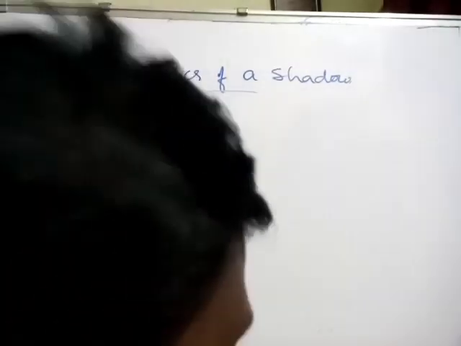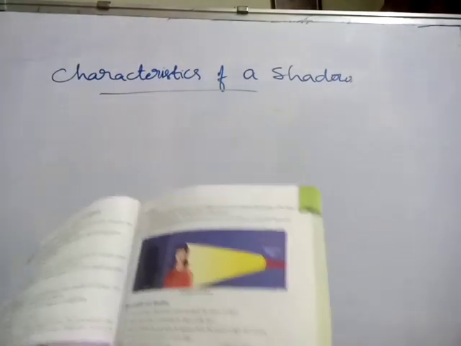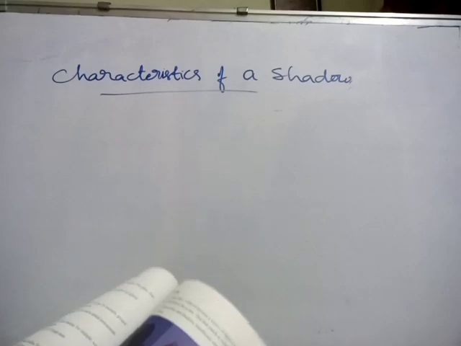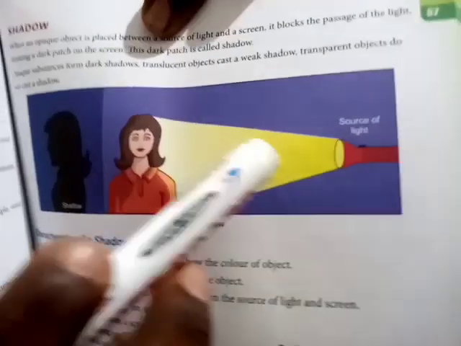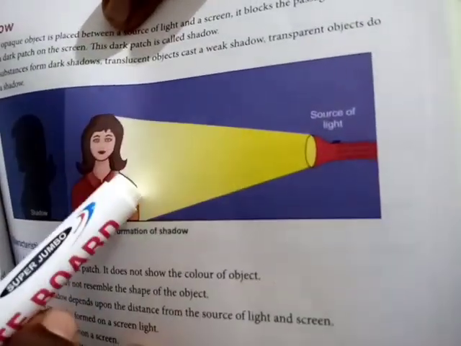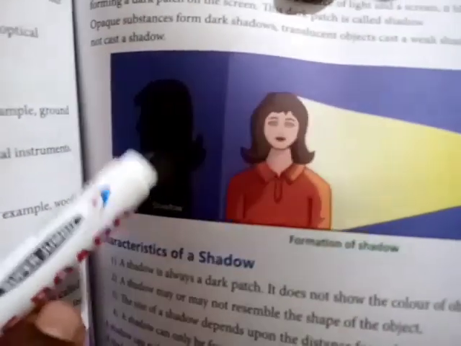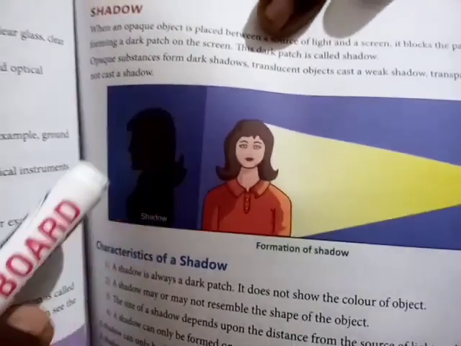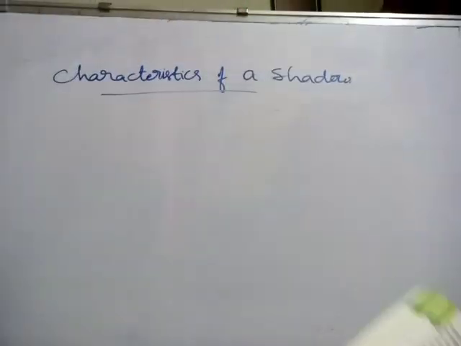Characteristics of shadow. As you know very well, a shadow is formed on the screen if an opaque object like a man is placed in front of the source of light. Is it or not? See, here source of light is there, here a person is there, the shadow is formed on the screen like a wall, etc. Okay? So what are the characteristics of a shadow?